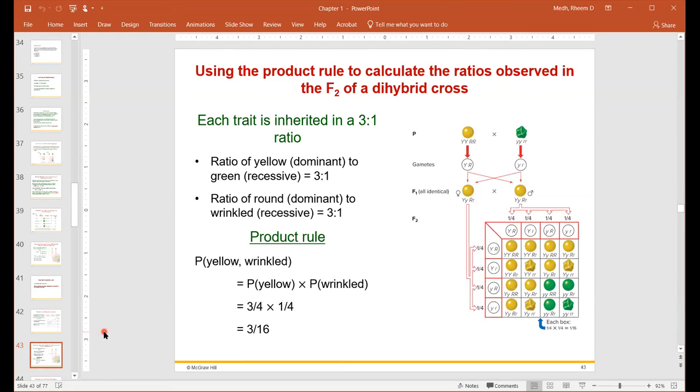Professor, could you show me again how you got 3 out of 4 for the yellow? Yes, yes. So for the yellow, here are the yellows. These are the yellows, right? 2 plus 1, 3. 3 out of 4 are yellows. Oh, okay. I see. Okay. Right? Everybody good? Okay.